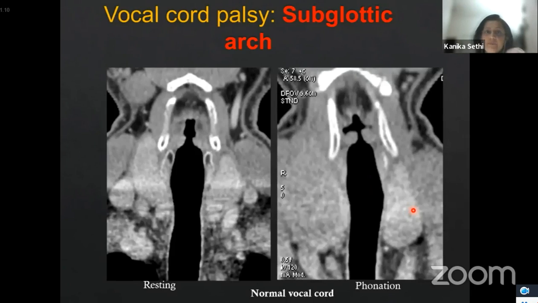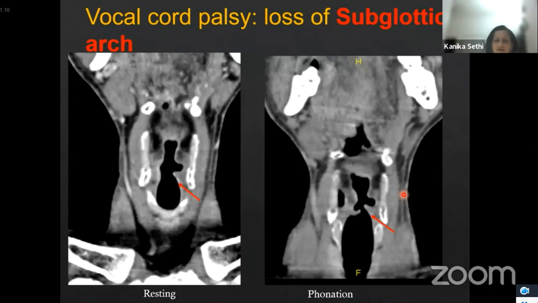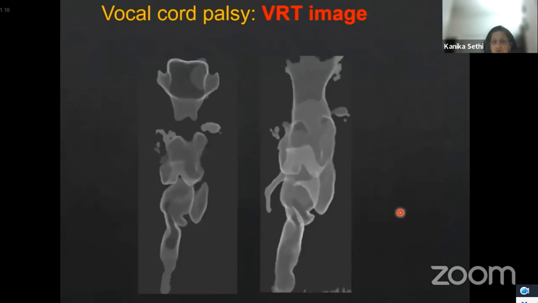There's another sign, which is called loss of the subglottic arch. This is just to show you what a subglottic arch is. In a normal patient, this is the normal subglottic arch. That's the shape of the normal subglottic arch at rest, and this is on phonation. Here the subglottic arch is lost. The nice convexity seen in the normal patient is lost. So this is the loss of the subglottic arch. This is another sign of vocal cord palsy.